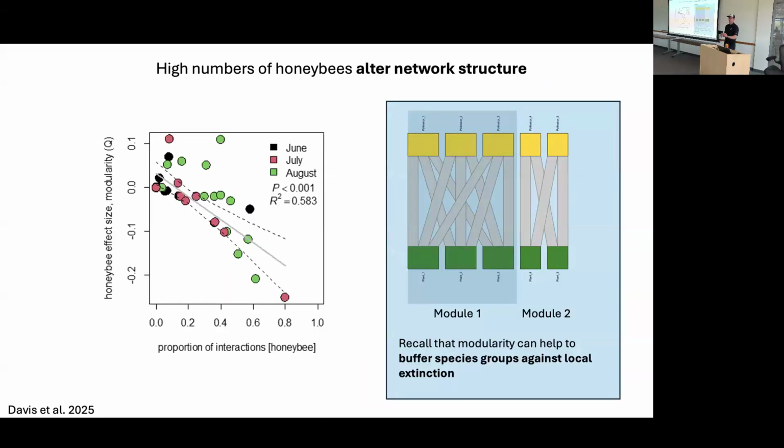So I told you things like network nestedness and modularity and so on are good predictors of the ecological resilience of those systems. As we see an increase in the proportion of honeybees in those interaction networks, there's a strong and significant decline in the modularity of those networks as well. And that's potentially concerning because it suggests that honeybees might be able to rewire those networks. So we don't know exactly why, but I'll show you some more details in just a minute.